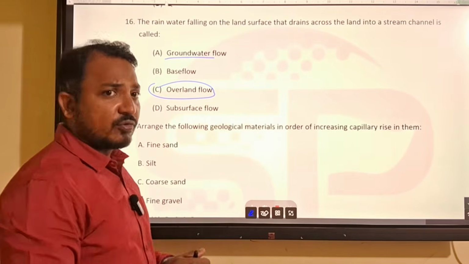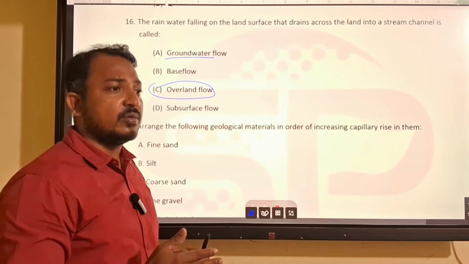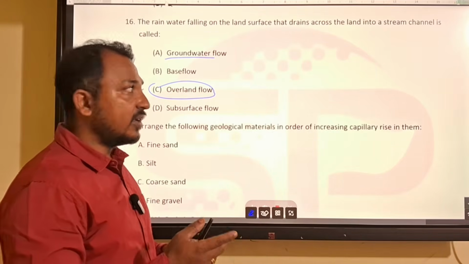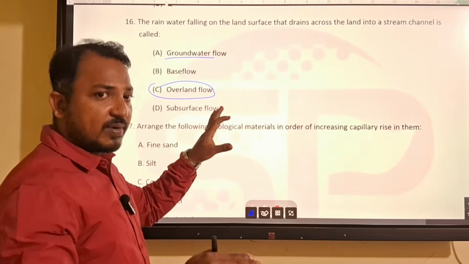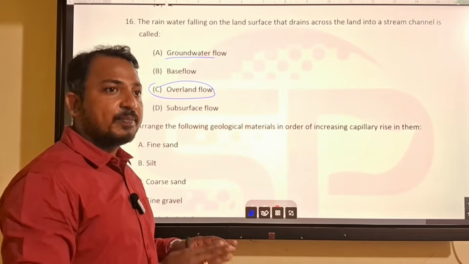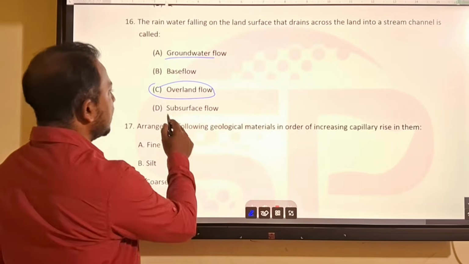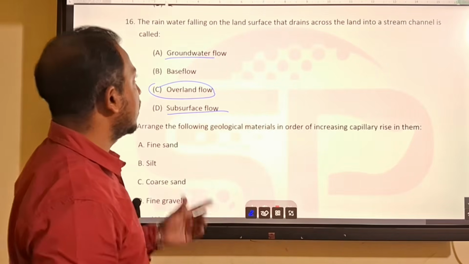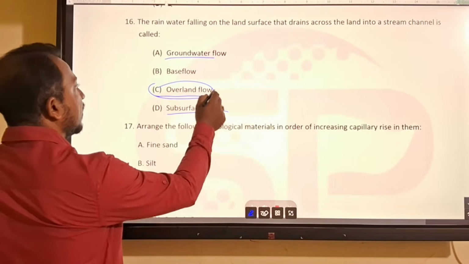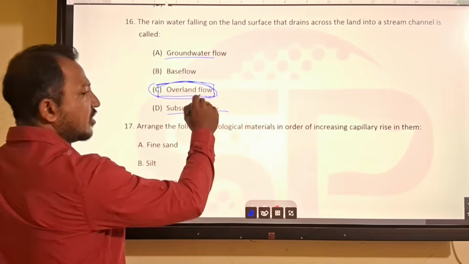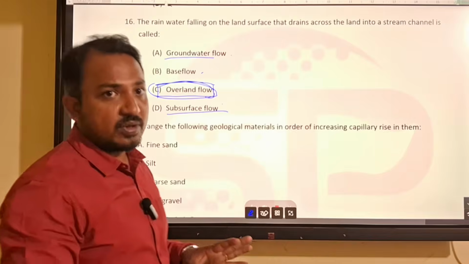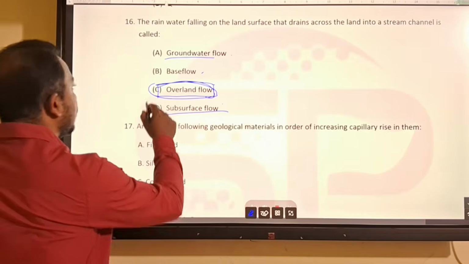Then base flow, it is also a groundwater flow that feeds the stream, but here the stream is fed by the overland water or surface runoff. Base flow is when the stream is fed by underground water. Similarly, subsurface flow is similar to groundwater flow. So your answer will be overland, because only this condition indicates surface runoff. All other conditions show the flow is below the surface. So the answer will be overland flow.